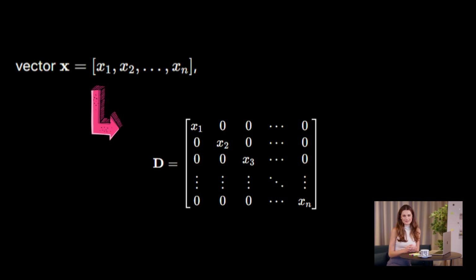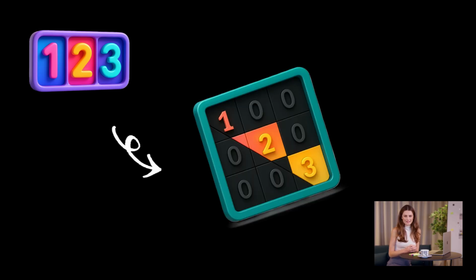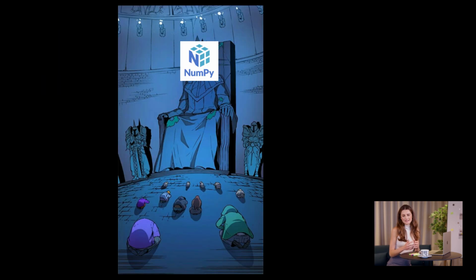In today's video, we're solving a classic NumPy problem: how to convert a 1D array into a diagonal matrix using just one line of code. Let's break it down. You're given a NumPy array like 1, 2, 3. Your task is to transform it into a matrix where those numbers sit perfectly along the diagonal and everything else is 0. Sounds complex? With NumPy, it's not.